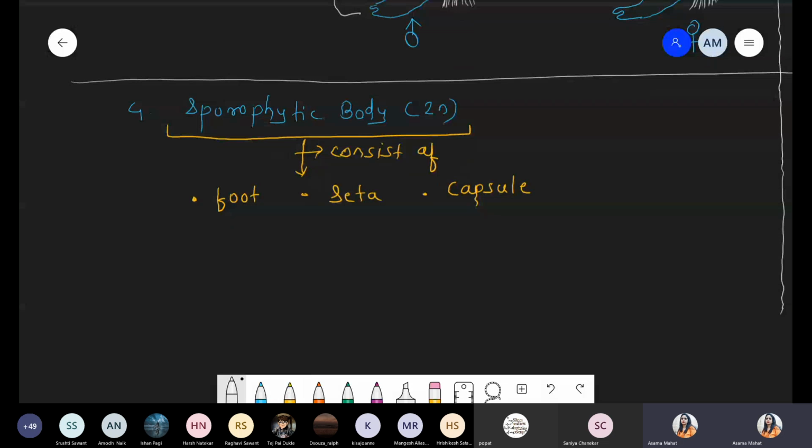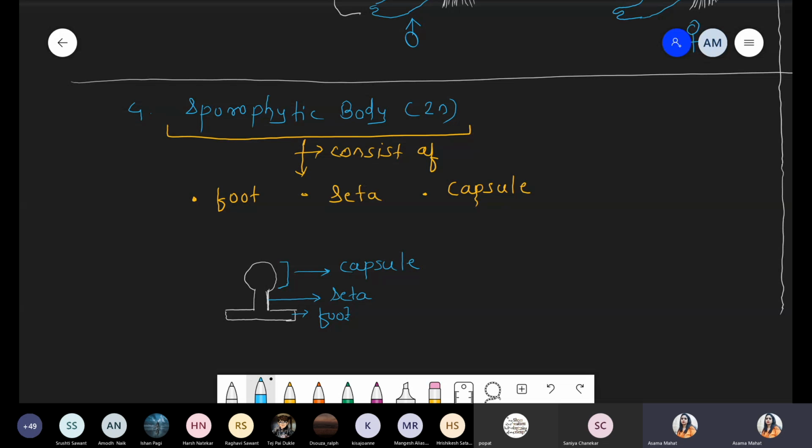Now we draw the typical structure. These are the base. Now that base is called the foot. Now seta, and on the head there is the presence of this capsule. So I'm giving the names one by one. These are called the foot. Now this number second, these are called the seta, and this globular structure is called the capsule. So the sporophytic body, definitely we are talking about this sporophytic body.